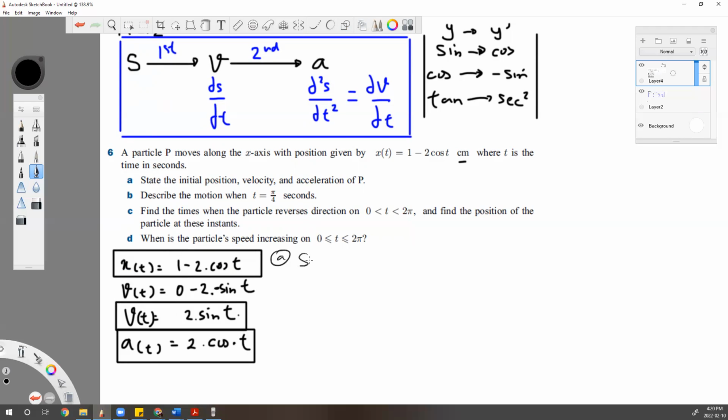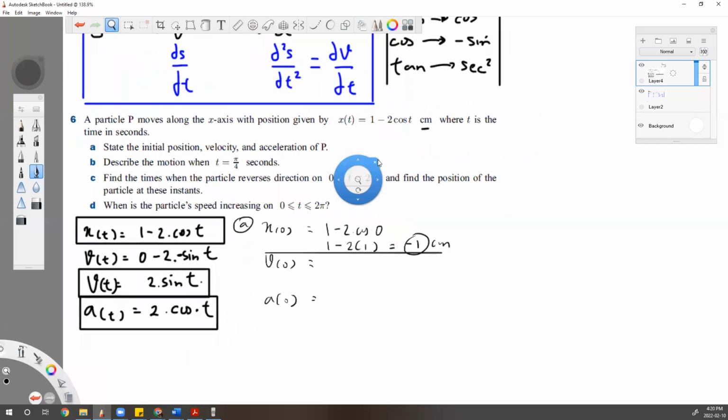Initial position x of 0, v of 0, a of 0. 1 minus 2 cos 0. Cos 0 is 1, right? Remember? So 1 minus 2 times 1 equals negative 1, because 1 minus 2. That's for the initial position, in cm, on the left, right?